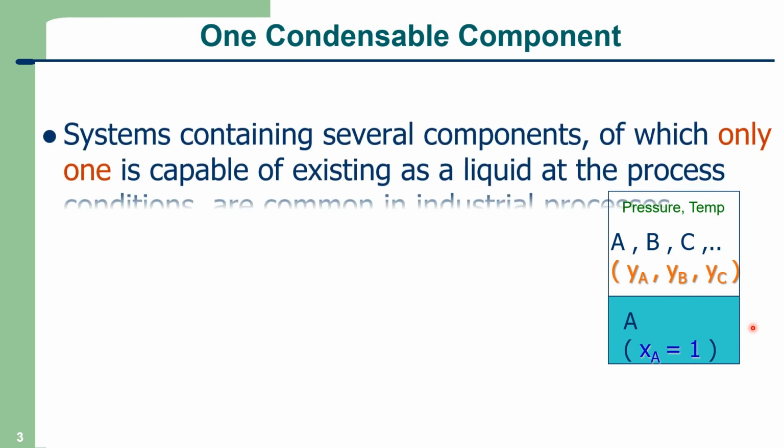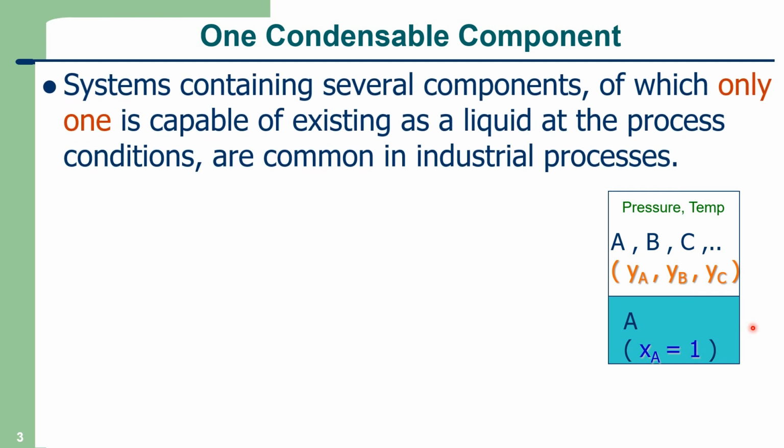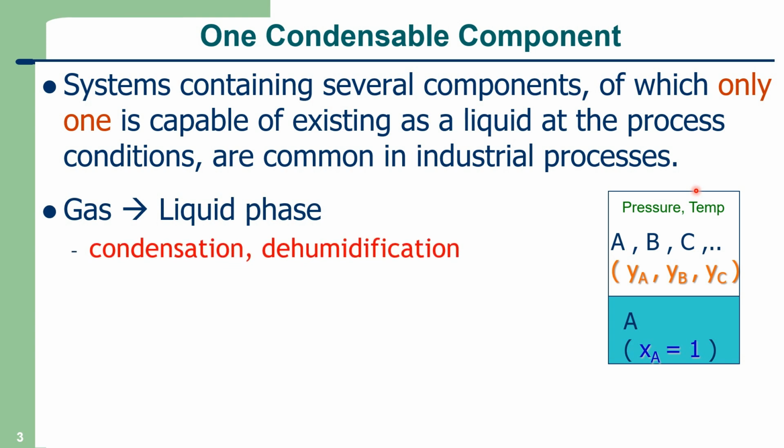Okay. So systems containing several components, of which only one is capable of existing as a liquid at the process conditions, are common in industrial processes. Okay, this is one of the common industrial processes: to make the gas or vapor become liquid phase. We have a special term for this.